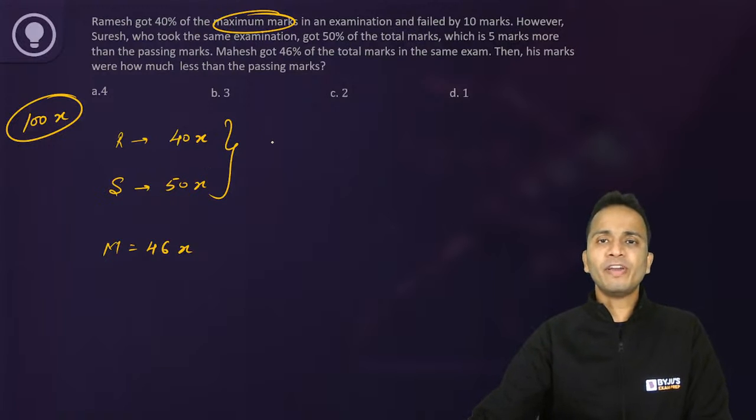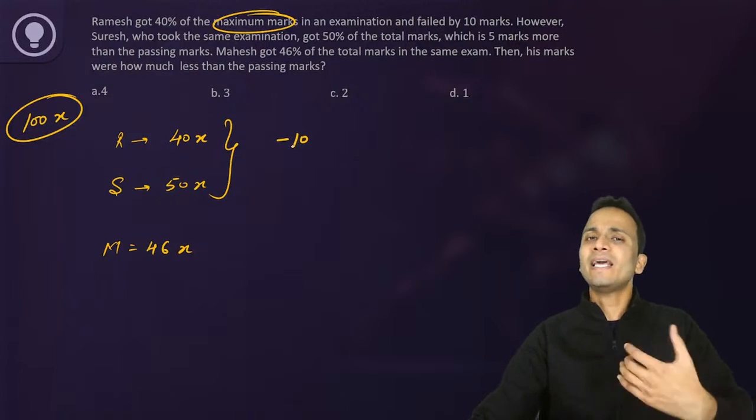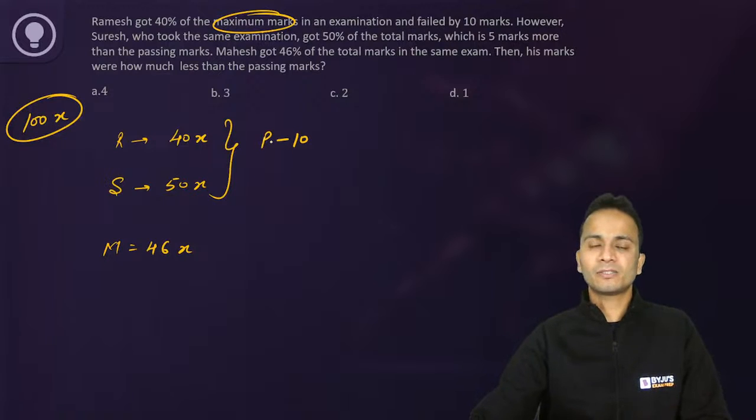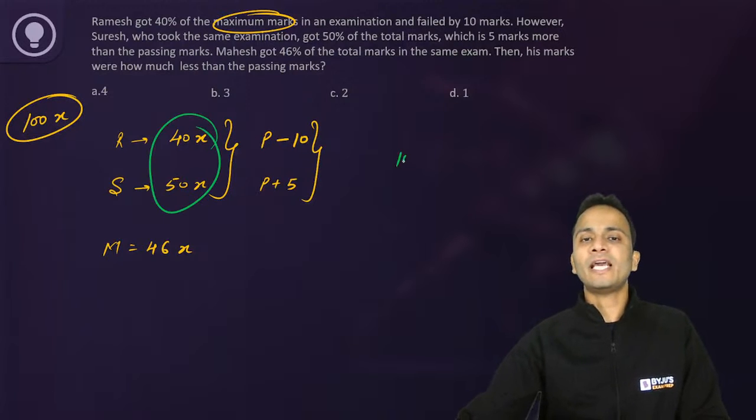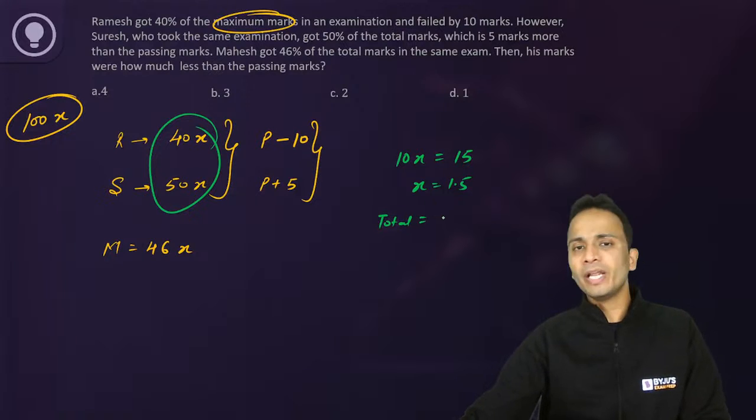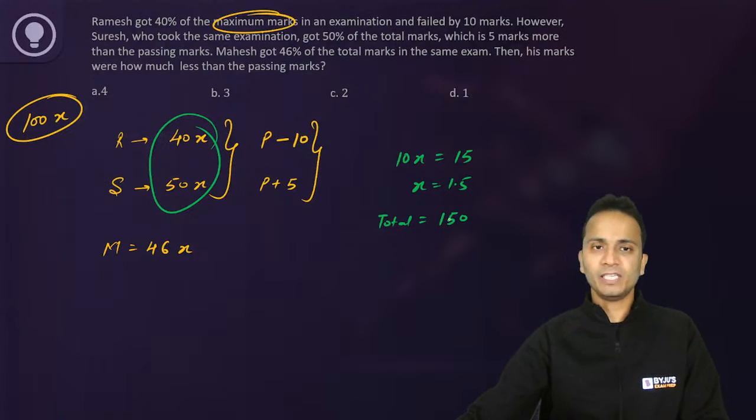So Ramesh failed by 10 marks. So Ramesh has scored 10 less than the passing marks. And Suresh has scored 5 marks more than the passing marks. So I can now say that the difference between the marks of Ramesh and Suresh, which is 10x, will correspond to 15. The value of x will be 1.5 and the total marks will be equal to 100 into x, that is 150.